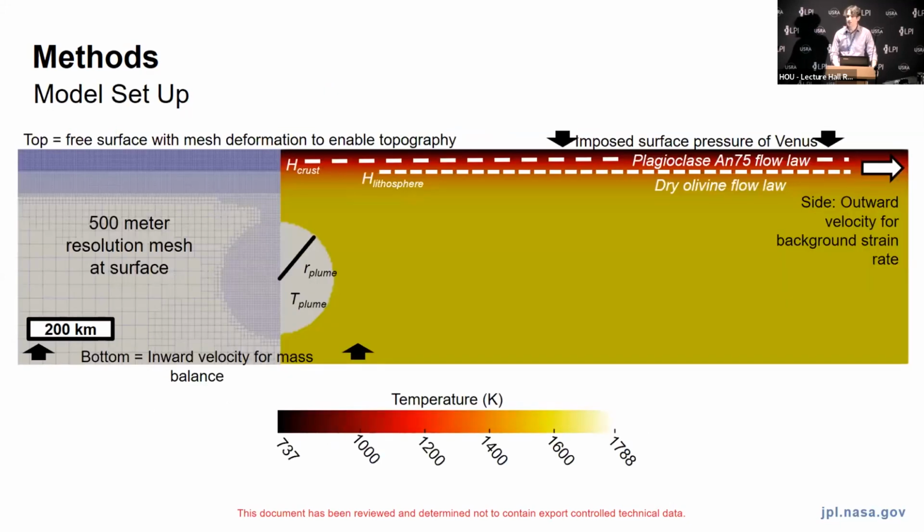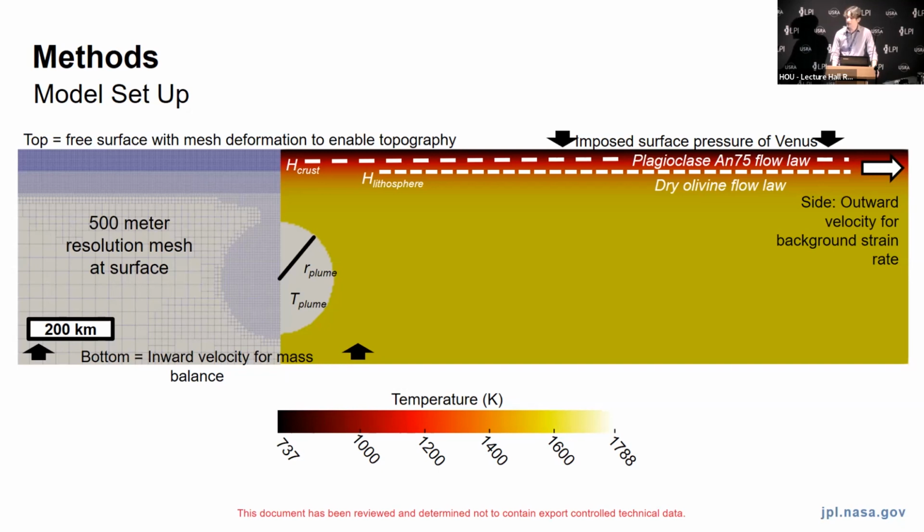So here's our model setup, going from the outside in. At the top here, we have a surface with mesh deformation, so we can actually record the topography as the model progresses. We have an imposed surface pressure. On the side here, we actually pull material out in order to simulate a strain rate in the lithosphere, or a set strain rate. And then from the bottom, we have material flow in for mass balance.